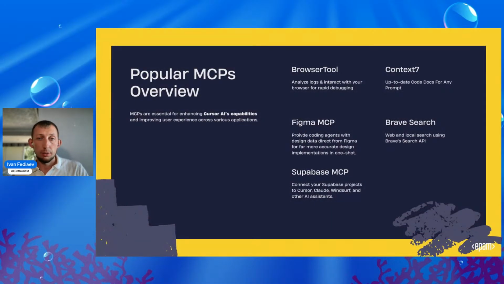Okay, so let's have a short overview of some popular MCPs. First, it's the browser tool. It gives our code editor the ability to interact with and scrape live websites. It's perfect for research and data collection. Also, it helps us take context, something like a console error, straight from the browser without copy-paste or any manual actions.